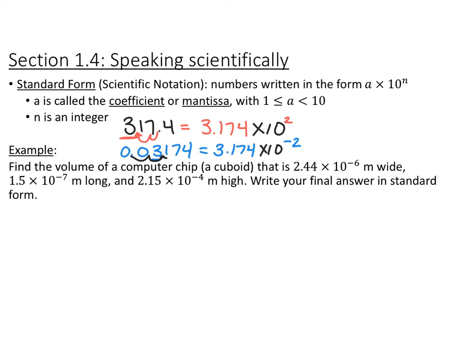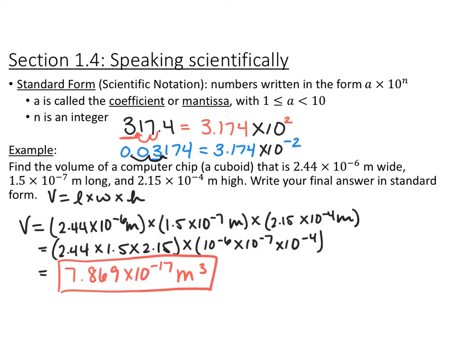Okay. So find the volume of a computer chip, which is going to be a cuboid. That is 2.44 times 10 to the negative 6 meters wide. So that means 2.44, and then move this decimal place to the left 6 places. And then 1.5 times 10 to the negative 7 meters long, and 2.15 times 10 to the negative 4 meters high. And we want to write our final answer in the standard form. So go ahead and pause the video and try this.